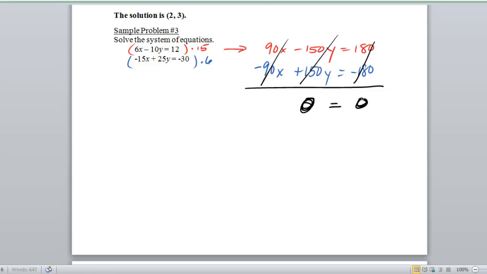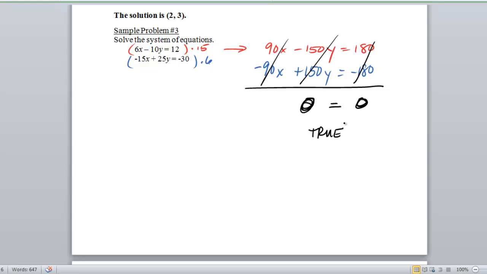Now this kind of creates a unique circumstance. I no longer have an x value or a y value to substitute back in. I've eliminated all of my values, and so I need to look at that a little closer. Since this is a true statement, what we're basically saying is that these equations are exactly the same.